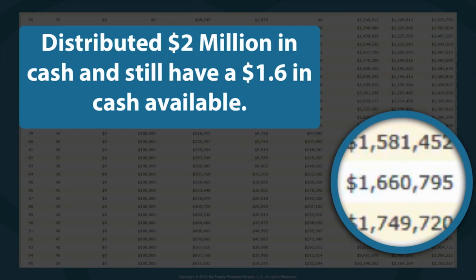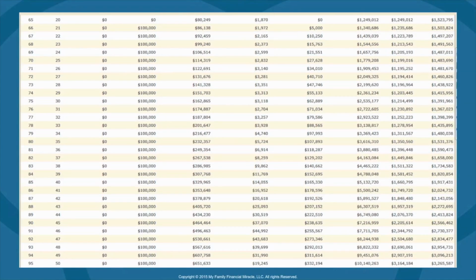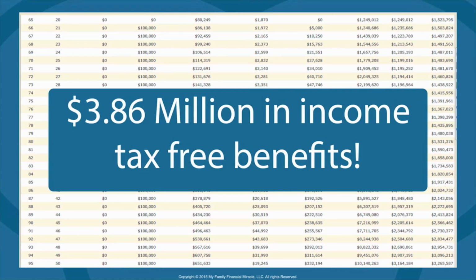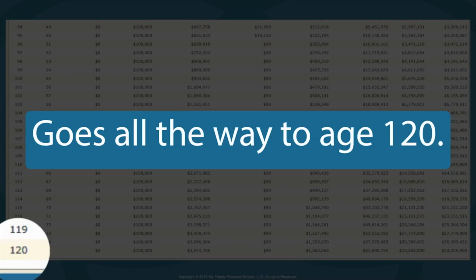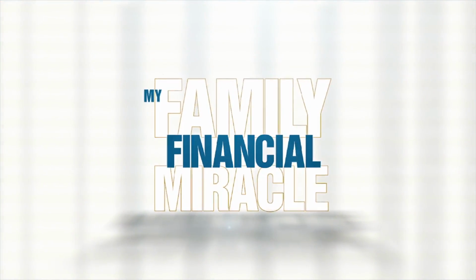We have distributed $2 million of cash. We still have about $1.6 million of cash that we have access to, plus a death benefit for our heirs of another $250,000. At this point in time, that is $3.86 million in income tax-free benefits. This illustration runs all the way to age 120 and it shows almost unbelievable numbers. This is why I call this product my family financial miracle.